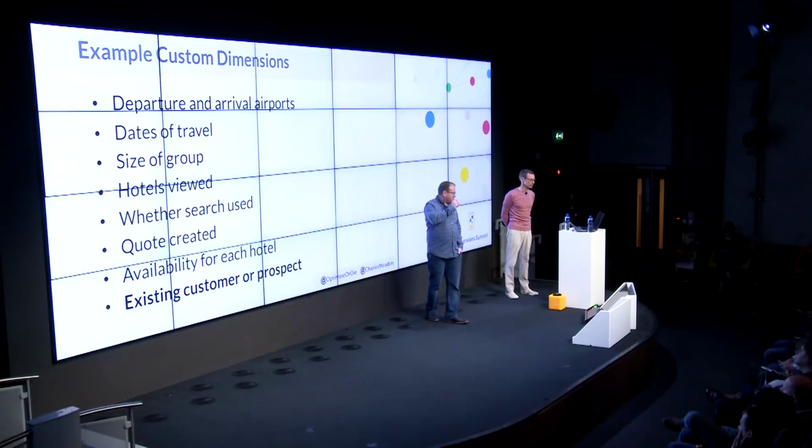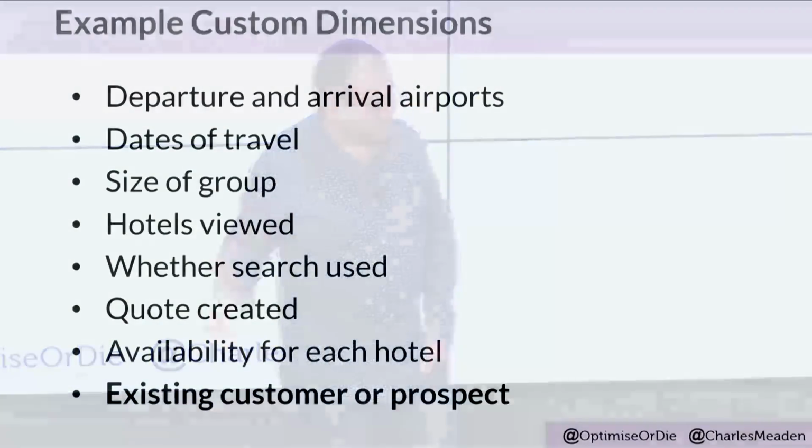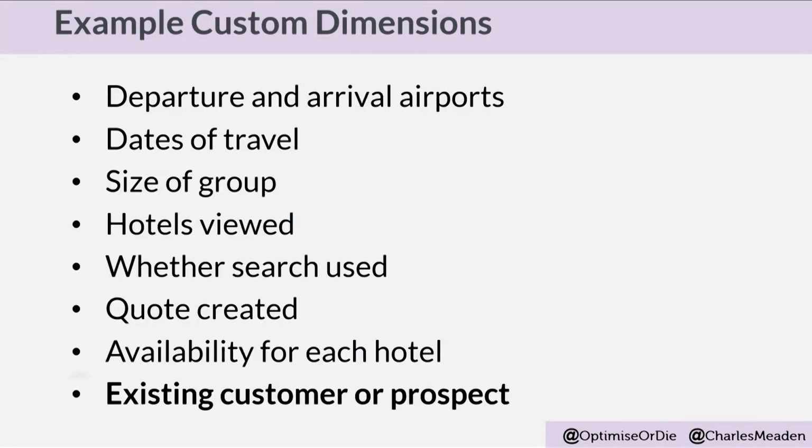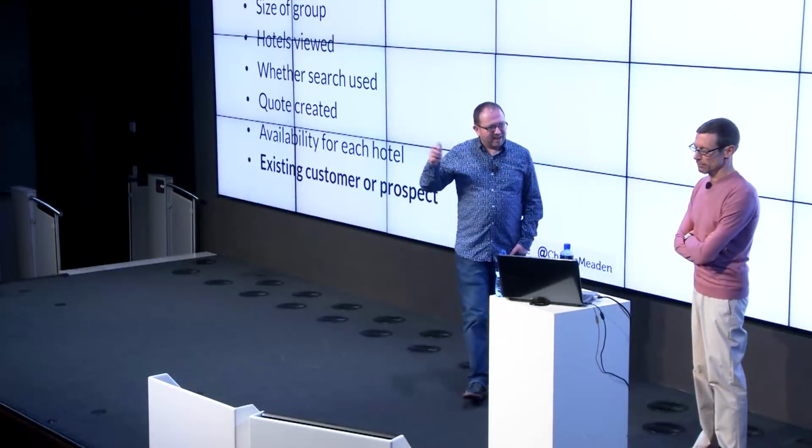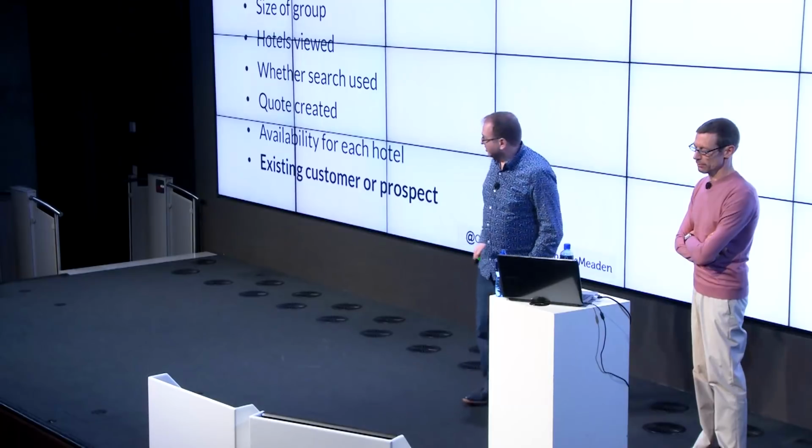So we said basically capture every single thing that you think going forward you're going to want to use to analyze the journey. So where you're coming from, where you're flying from, dates of travel, size of group, how many hotels did somebody view through the journey? Did they use a search? Did they get a quote? I particularly like the availability for each hotel. How scarce was that hotel in a consideration set for whether somebody made the purchase or not?